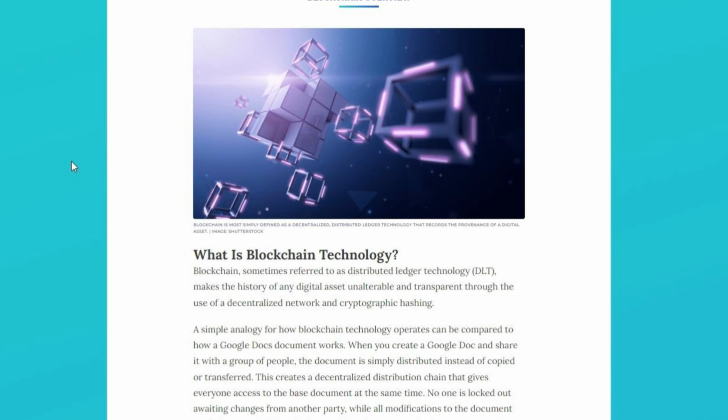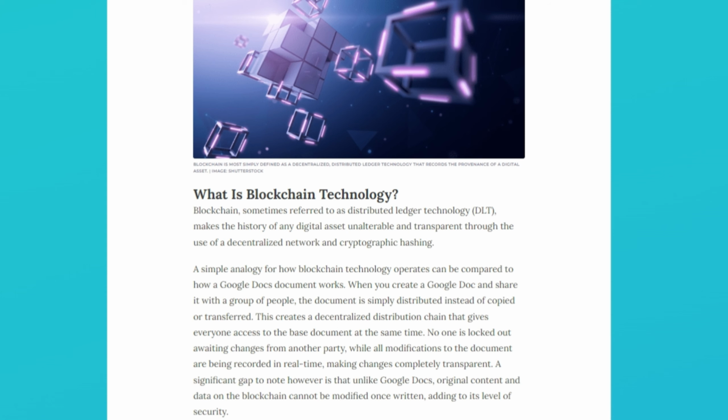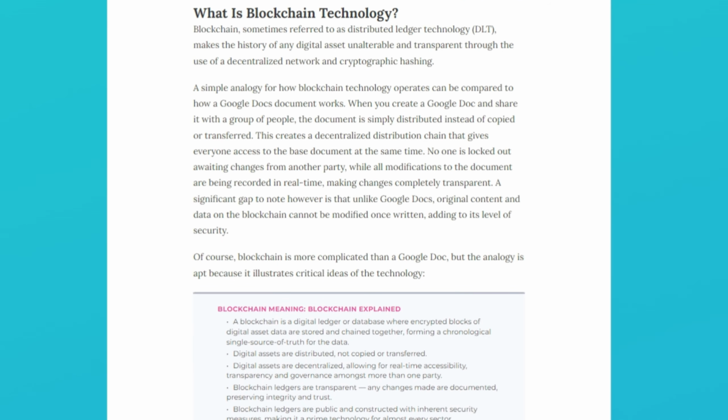Today I will tell you about the blockchain. What is blockchain technology? Blockchain, sometimes referred to as distributed ledger technology, DLT, makes the history of any digital asset unalterable and transparent through the use of a decentralized network and cryptographic hashing.